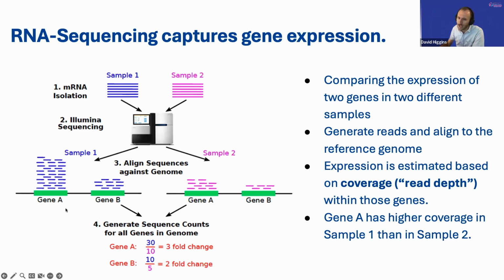So we can say gene A has 30 in sample 1 and has 10 in sample 2. Assuming we fed through the same amount of RNA to begin with, and assuming we're doing proper controls, we could estimate that gene A has a 3-fold higher expression in sample 1 than in sample 2. Likewise, with gene B, we have 10 over here and 5 over here, so we have a 2-fold change. We can test this by looking at these different controls.